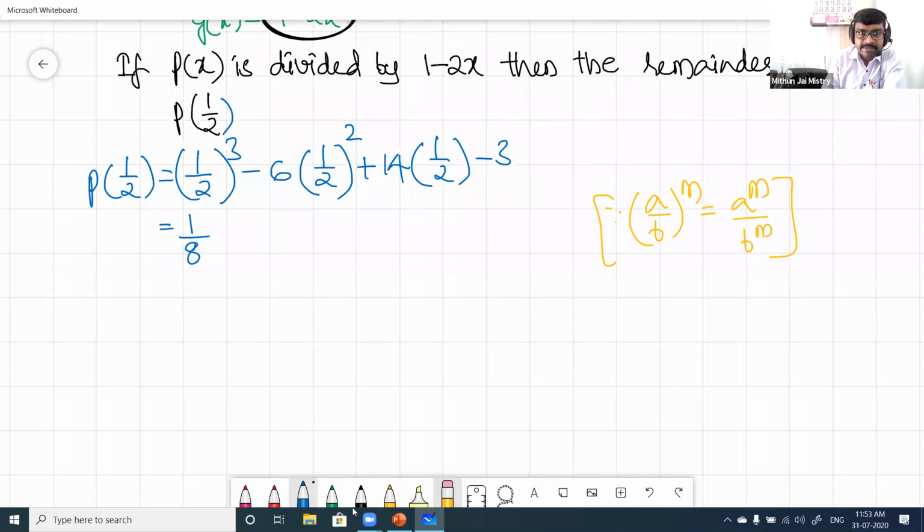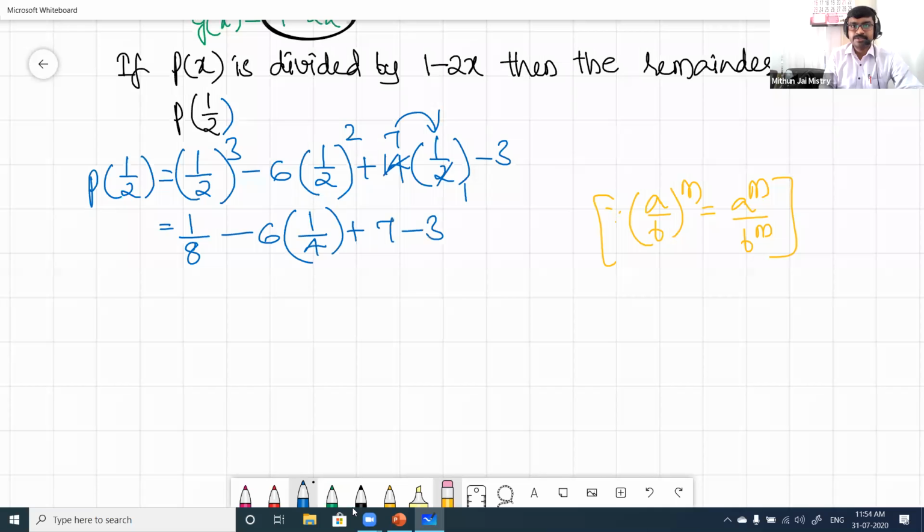Minus 6 into, again, 1 square. 1 square is 1 by 2 square. 2 square is 4, right? So 4 plus here 2 7s are 14, 2 7 times. You can cancel, 7 1s are 7. Then we have a minus 3 beside, right?